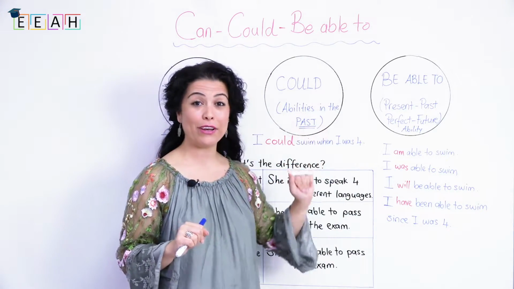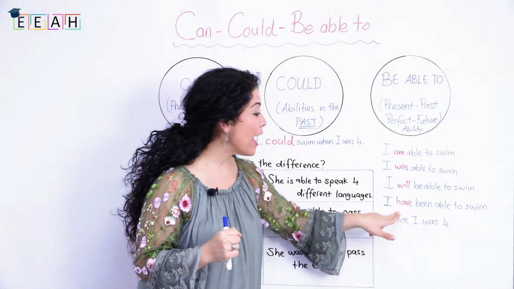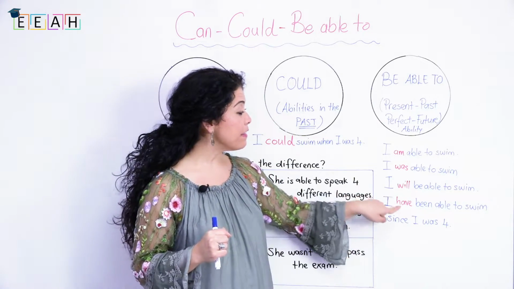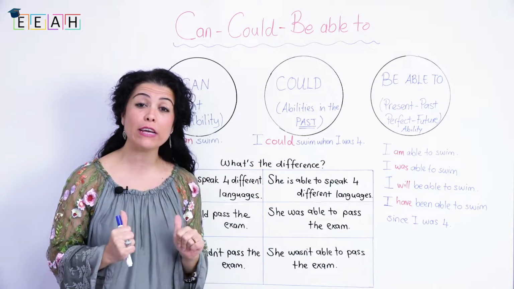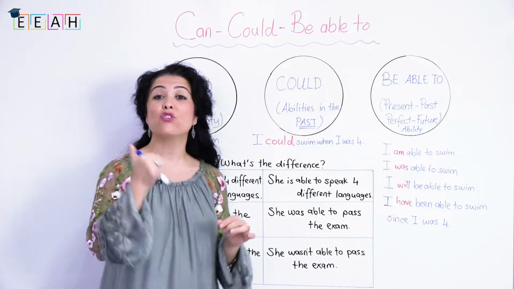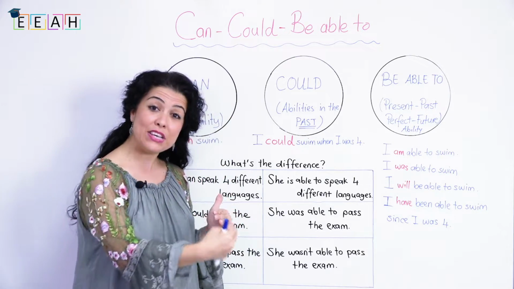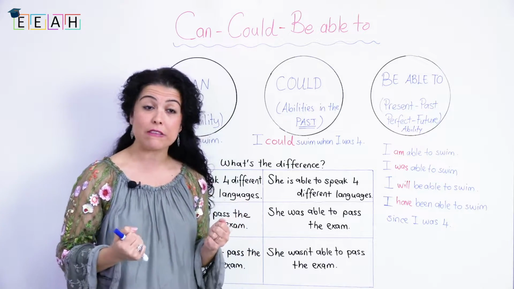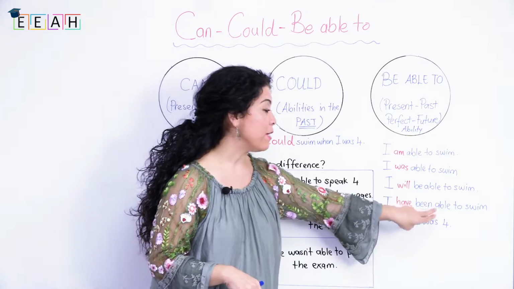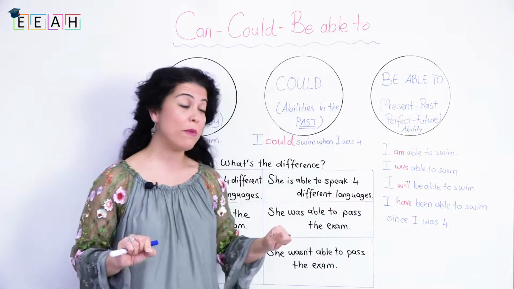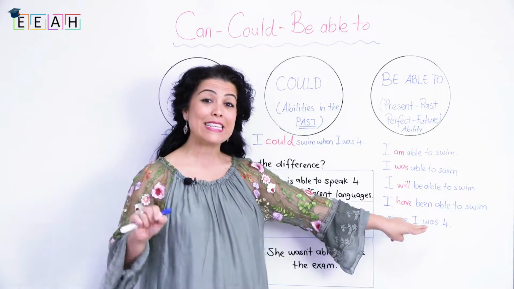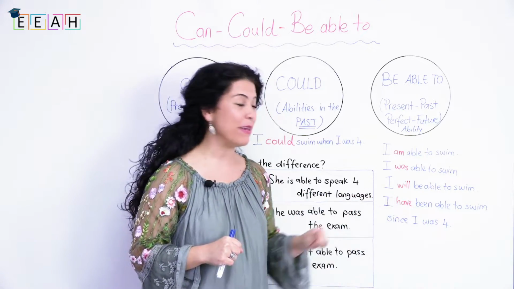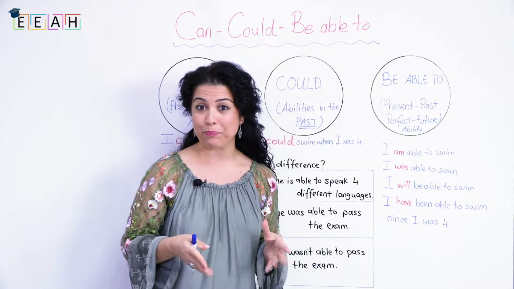And the perfect one. Let's see how it works. I have been able to swim since I was 4. So this one is used when you are talking about an ability that started in the past and it is still continuing. Even up to now, you are able to do this. I started swimming when I was 4 and since then, I can swim. So we say, I've been able to swim.